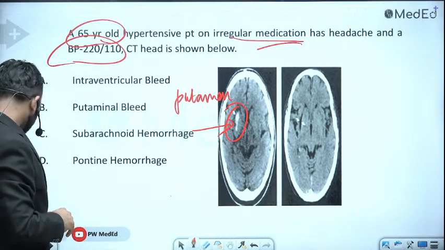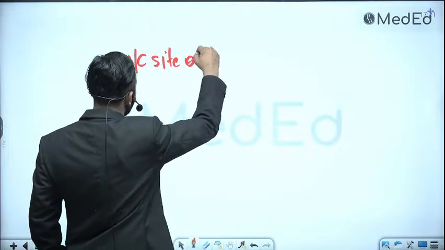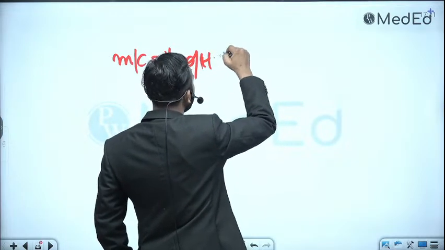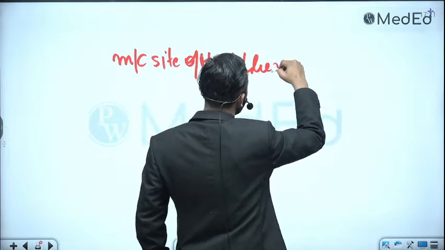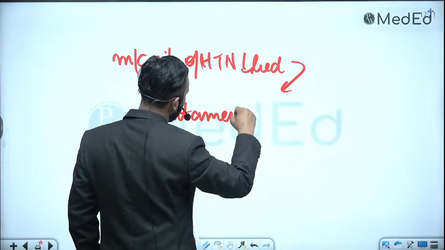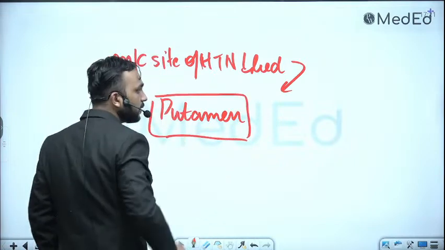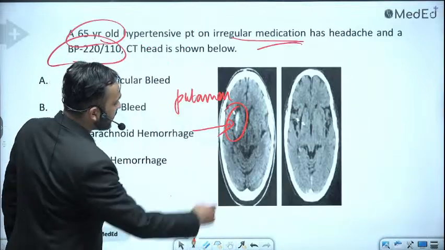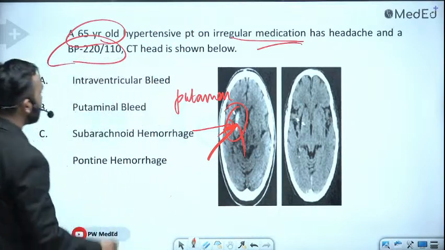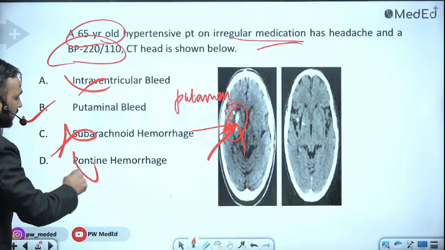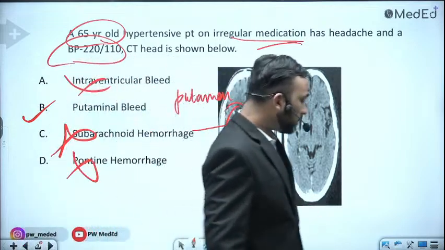So the most common site of hypertensive bleed is the putamen. Just remember this fact. There is an area of hyperintensity in the region of putamen, and the answer will be putaminal bleed. Intraventricular bleed? No, this is not an intraventricular bleed. Subarachnoid bleed, pontine hemorrhage? The pons is not even being shown in the image.